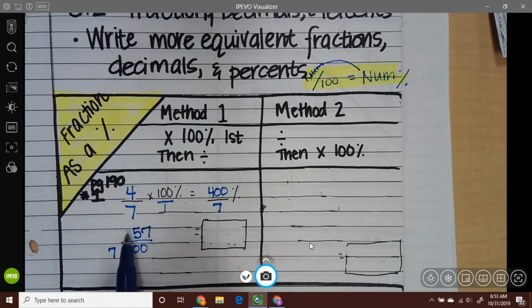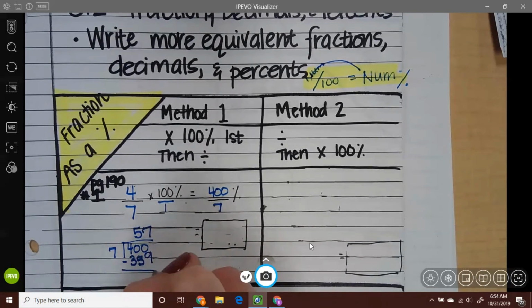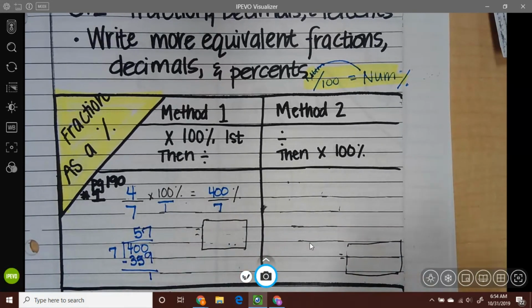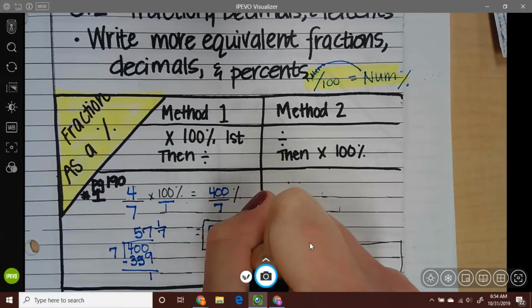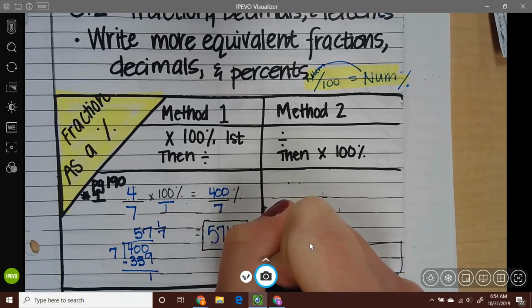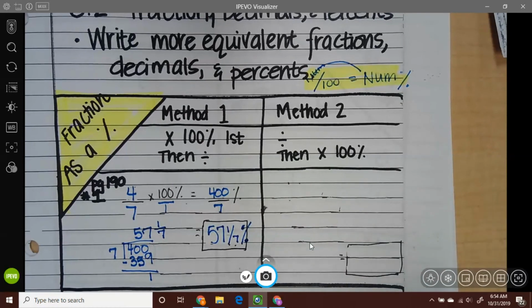When you do it on your calculator, you're going to get some decimal. So then take the whole number that you get, 57 times 7. You should get 399 with the remainder of 1. So you'd have 57 and 1/7. And then don't forget to put your percent because we're changing it from a fraction to a percent.